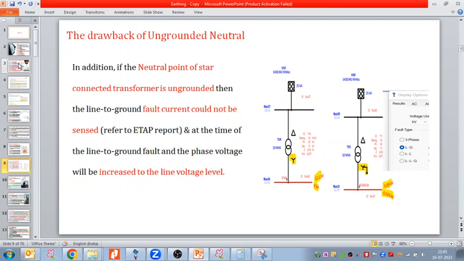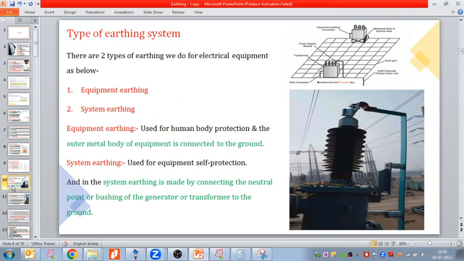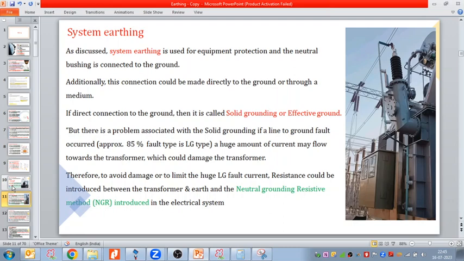And we discuss how we decide the material type of earthing system and grounding system. And we discuss here about the earthing for the neutral point. If the neutral is not grounded, what would be the drawback? This we took the reference from ETAP as well to understand this concept, and then discussed the type of earthing. We took the system earthing first, and then we'll come back to the equipment earthing.